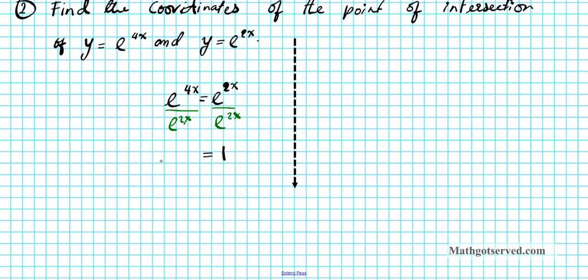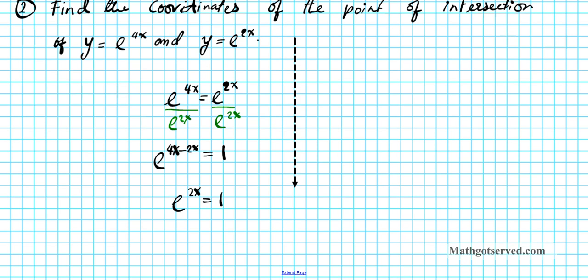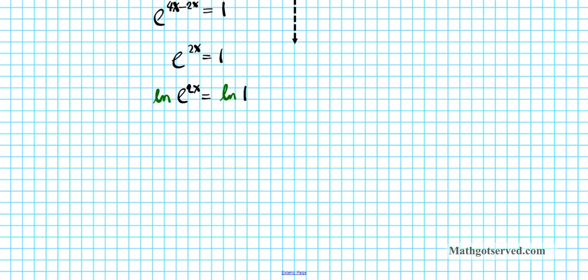Using the quotient property of exponents, since your bases are the same, this can be written as e to the 4x minus 2x. Now if we simplify that, we're going to have e to the 2x equals 1. To finish this up, we just simply take the natural logarithm of both sides. So the natural logarithm of e to the 2x equals the natural logarithm of 1. The natural logarithm of e to the 2x, those divide out, so you have 2x, and remember the natural logarithm of 1 is 0.